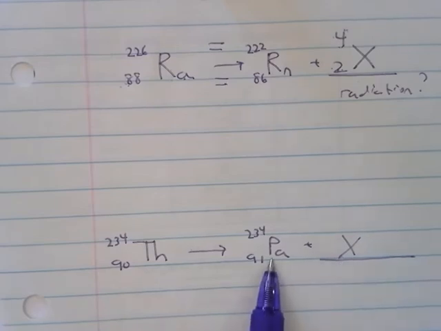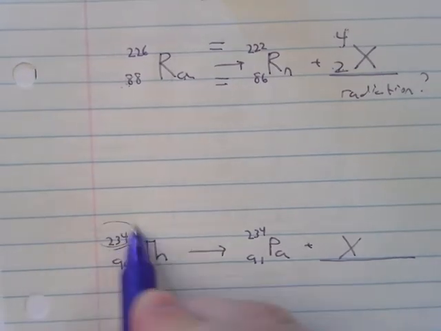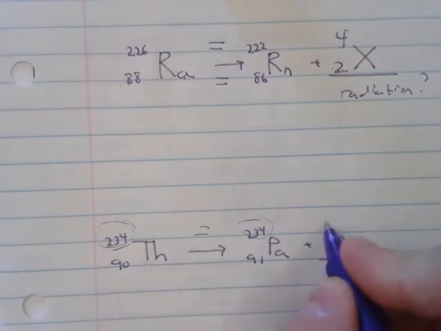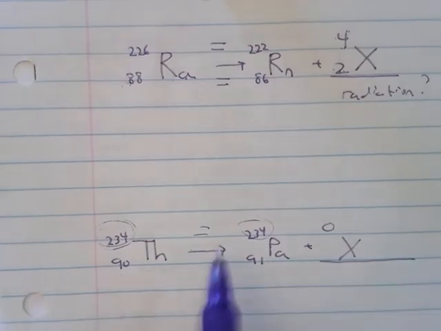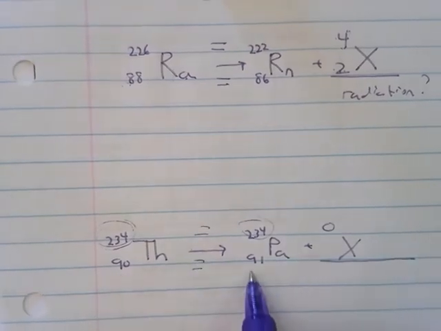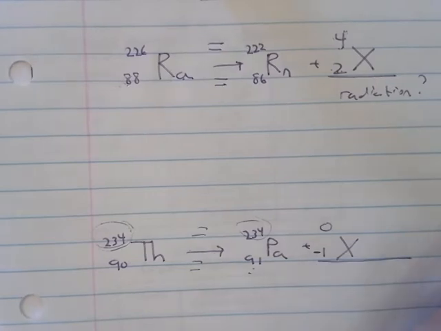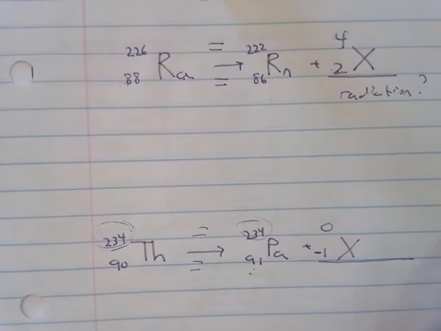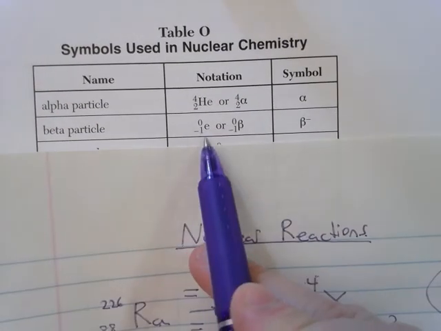So let's do the math again. 234 is equal to 234 plus what? Well, obviously, that's the same number, so the number on top is a 0. Now let's do the bottom number. 90 is equal to 91 plus what? In other words, what plus 91 would give me a 90? Well, the only number that would work there is a -1. So what type of particle radiation has a 0 on the top and a -1 on the bottom? Let's see, that would be a beta particle. So this would be beta.